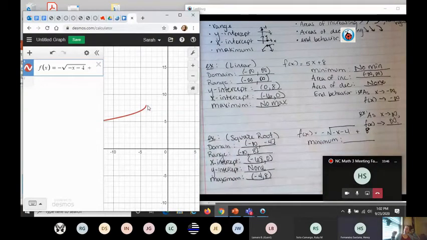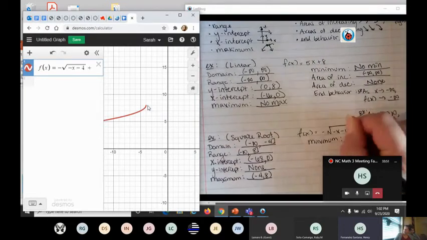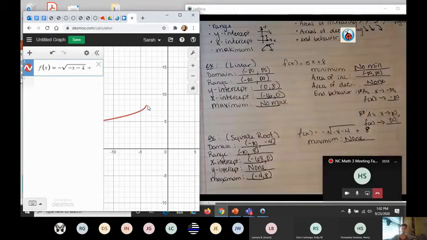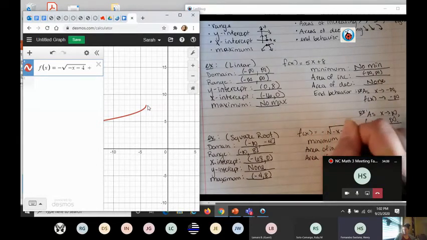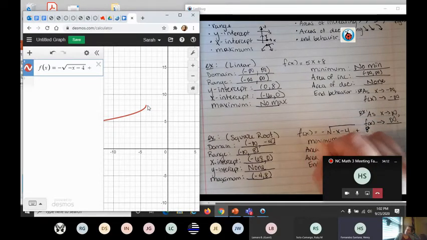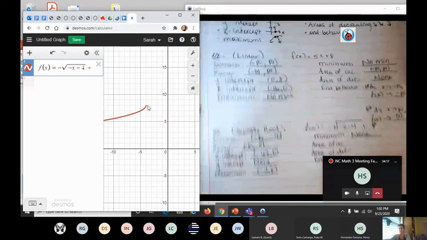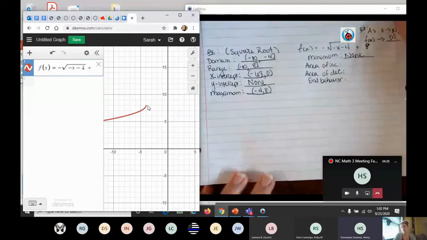Does it have a minimum point? No. No, it goes down forever. Okay, so no minimum point. We're almost done with this one. Okay, so we have areas of increasing, areas of decreasing, and then end behavior left to do.